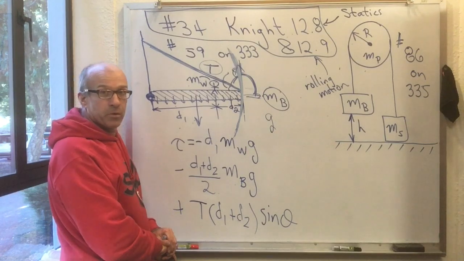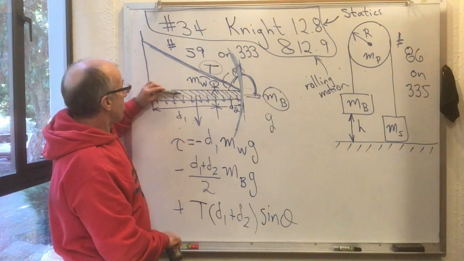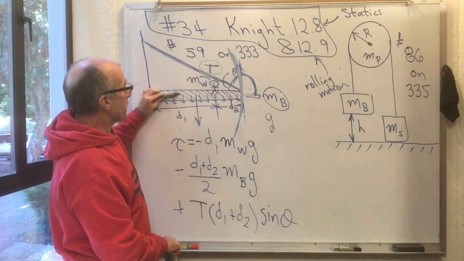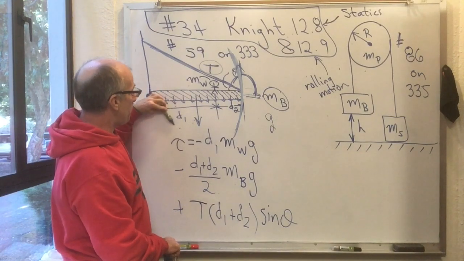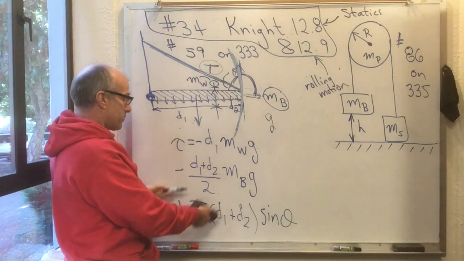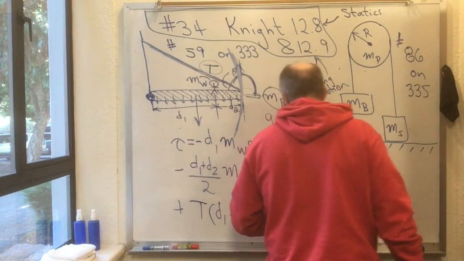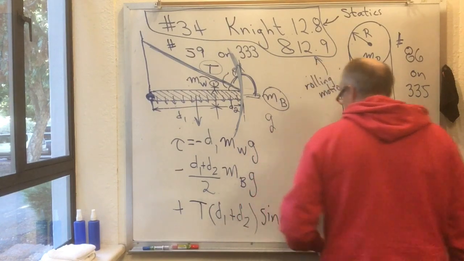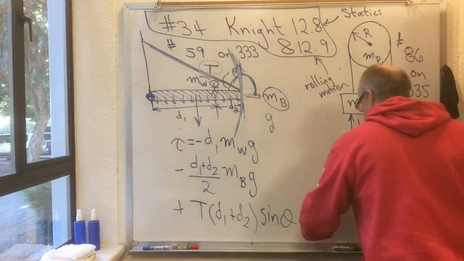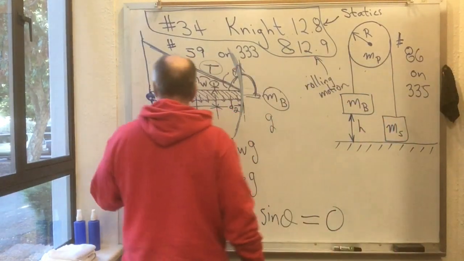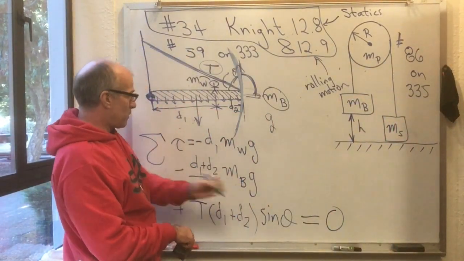And unless we want this beam to be accelerating, like being pulled too hard, in which case it would go whoop, or being pulled too weakly, in which case it would go whoop, unless we want this beam's angular acceleration to be something, it better be zero. So we set all those things equal to zero. This is the sum of the torques set equal to zero.